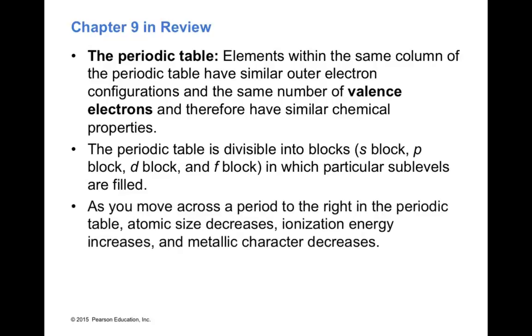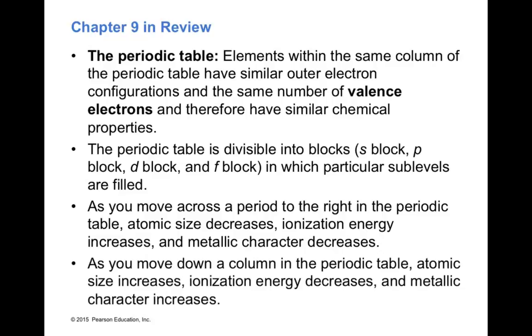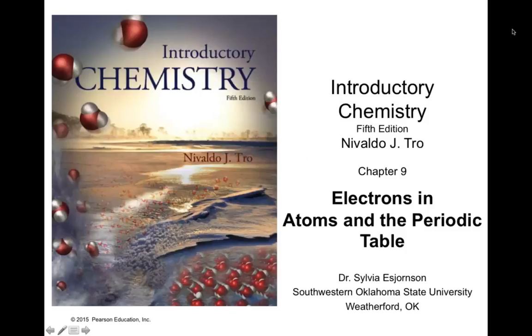As you move across a period to the right in the periodic table, atomic size decreases, ionization energy increases, and the metallic character decreases. As you move down a column in the periodic table, atomic size increases, ionization energy decreases, and metallic character increases. So this is the end of module number 2 for chapter 9, electrons in atoms and the periodic table.